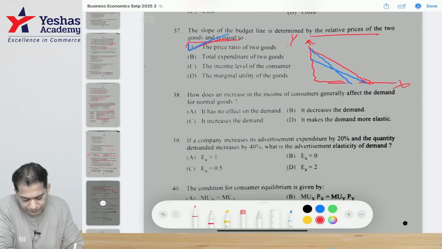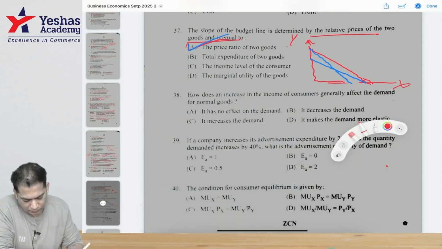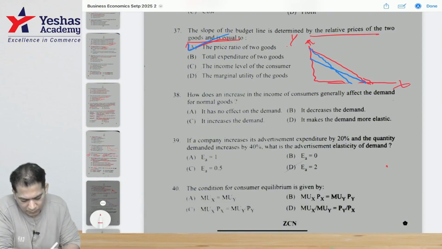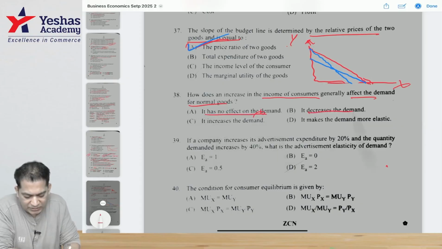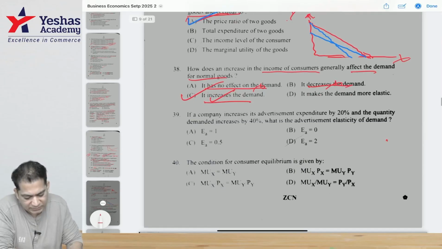How does an increase in income of a consumer generally affect demand for a normal good? It has no effect. Wrong. Decreases demand. No. Increases demand. Yes. Option C is the answer. If a company increases advertisement expenditure by 20% and the quantity demanded increases by 40%, the advertisement elasticity of demand, of course, it will be true.